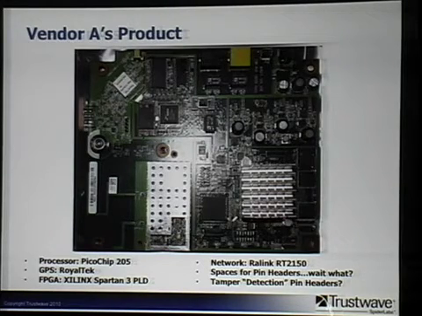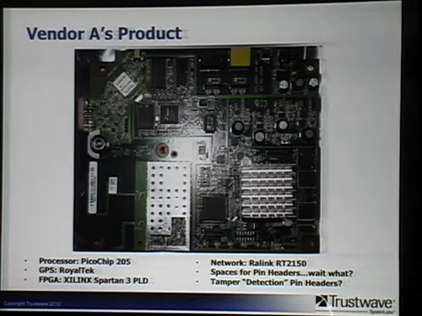Vendor A was a lot of fun. It's a Pico chip inside, using another serial-based GPS unit by Realtek. It also has an FPGA. Again, we don't know if it's doing the encryption or timing-based stuff. There's a Realtek network adapter, and then the interesting thing was the pin headers on the boards. After a night in a hotel, we were able to get serial off of that pretty well. We'll touch on that in a moment.